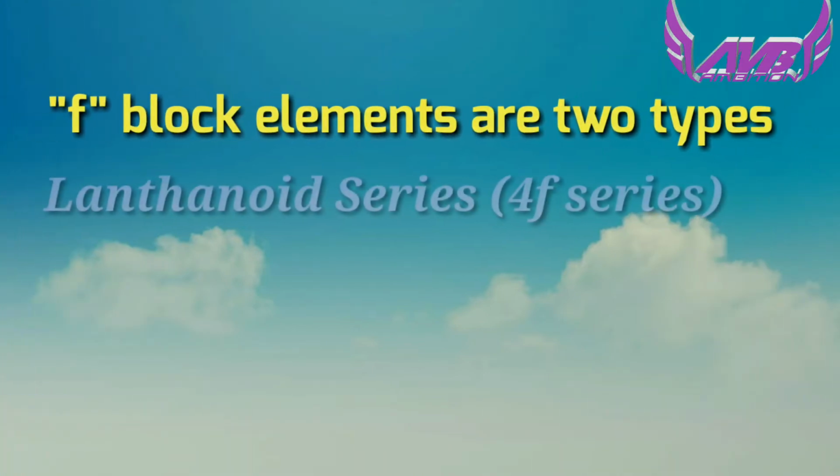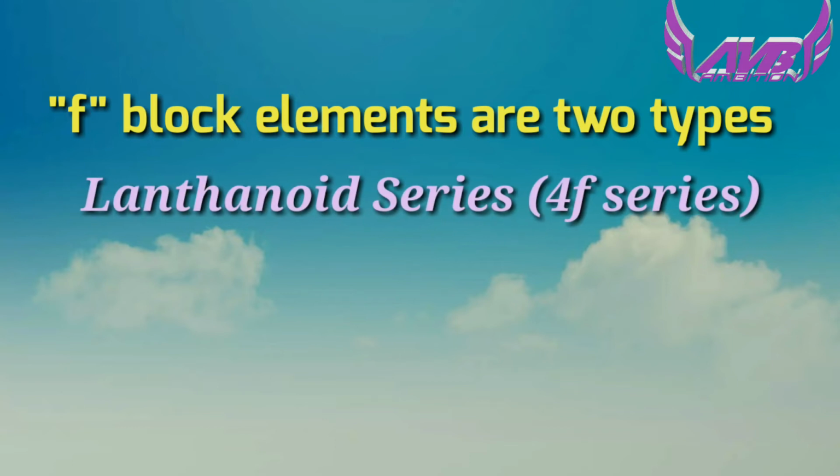F block elements are of two types. Lanthanoid series or 4f series: there are 14 elements in this series from cerium to lutetium, and they show very much similarity with lanthanum. So these 14 elements are known as lanthanoid elements, and for these elements the valence electron goes into the 4f orbital. So they are also known as 4f series.